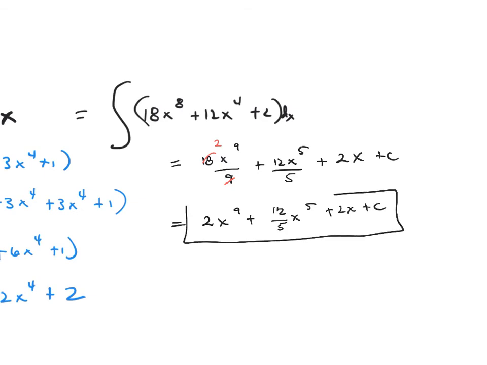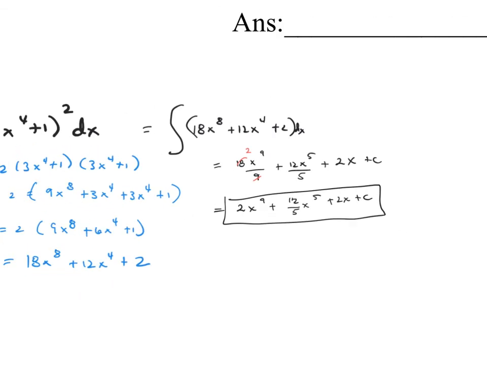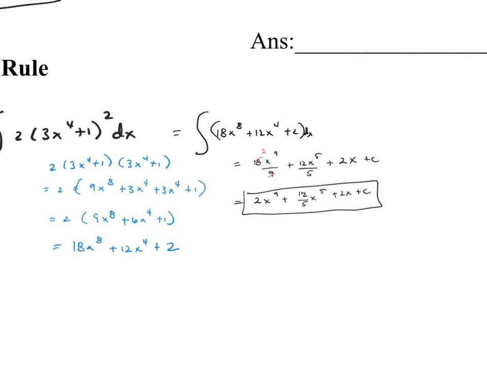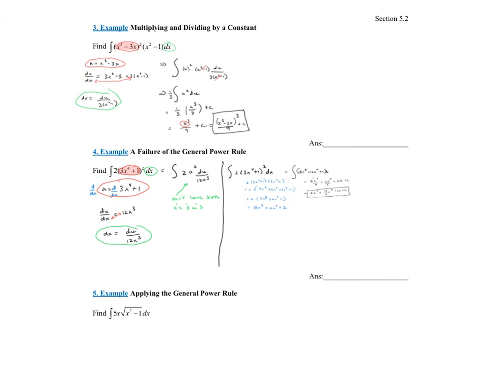Again, you could have written that as 12x to the 5th all over 5. I just wrote it as 12/5 times x to the 5th. Doesn't matter if it's a constant multiple or if you put it as a fraction. Both of those would be acceptable. How do I know that's right? Take the derivative real quick, and we should end up with 18x to the 8th plus 12x to the 4th plus 2, which we do, so it does indeed verify.